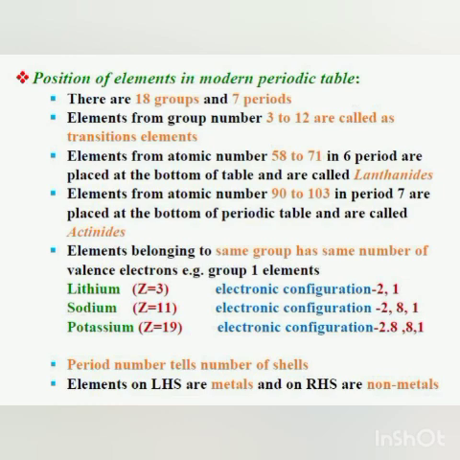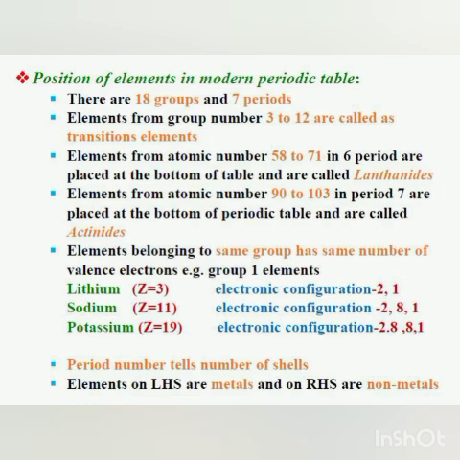Now in the modern periodic table, the elements are placed in the order of increasing atomic number. So the elements belonging to the same group have the same electronic configuration. When the elements are arranged in the order of increasing atomic number, the elements which fall in the same group have the same electronic configuration. So if they have the same atomic number, definitely they will have the same electronic configuration.